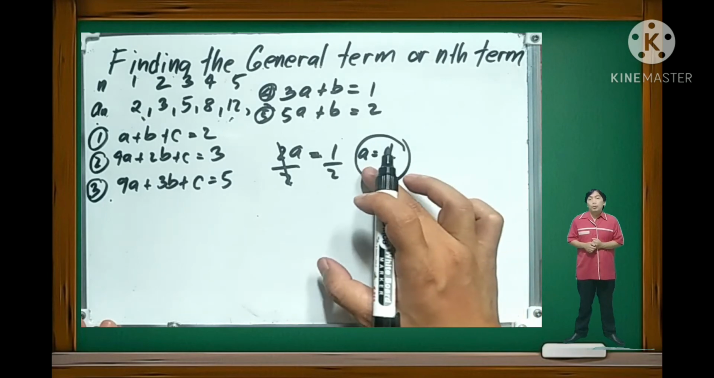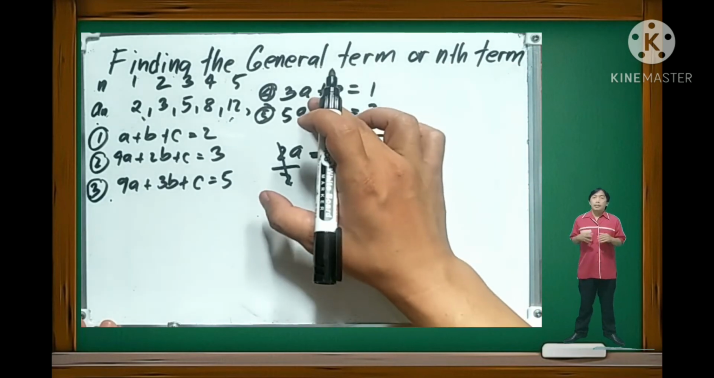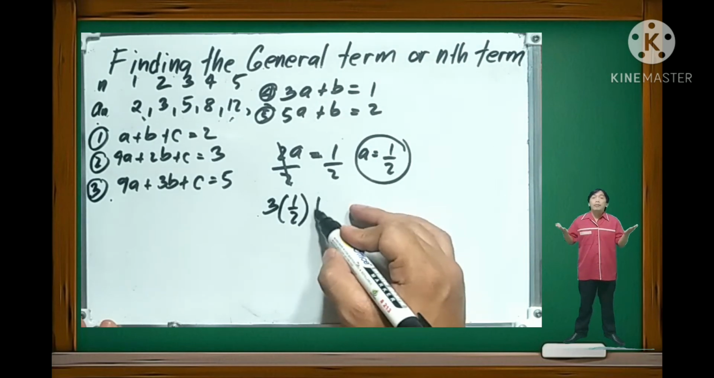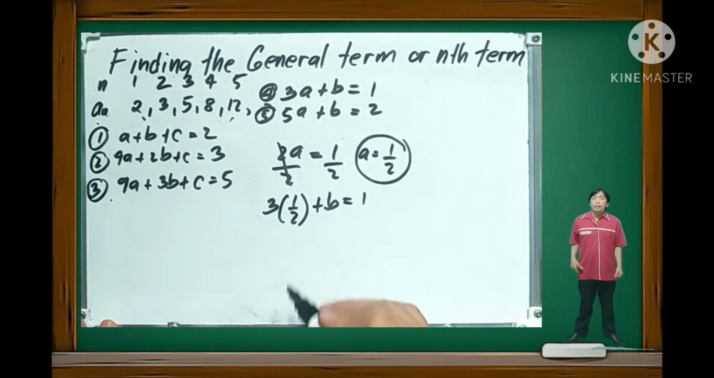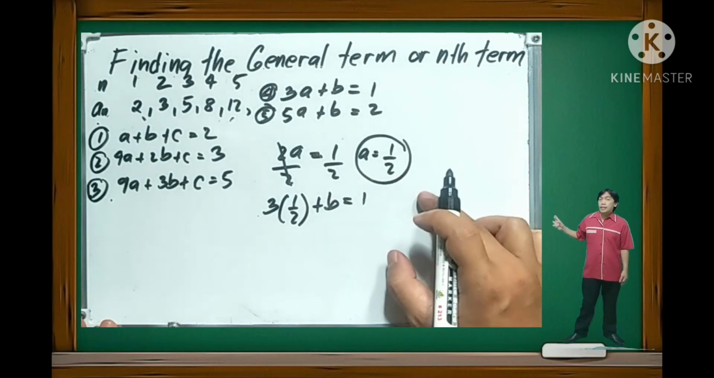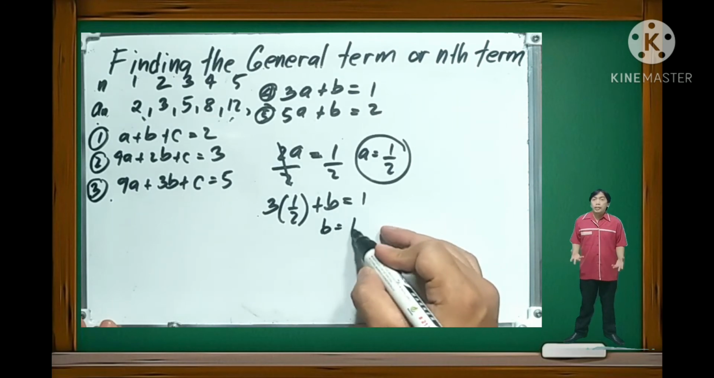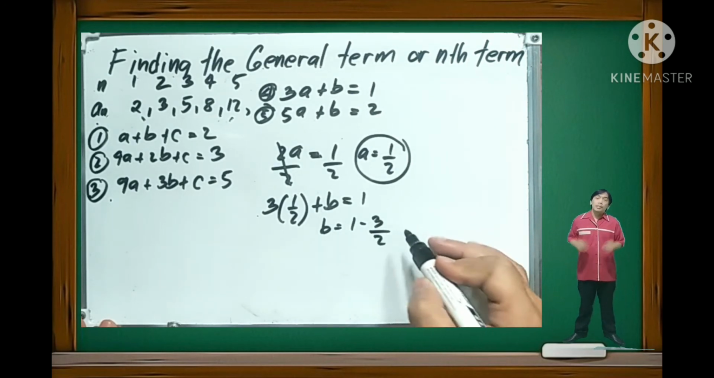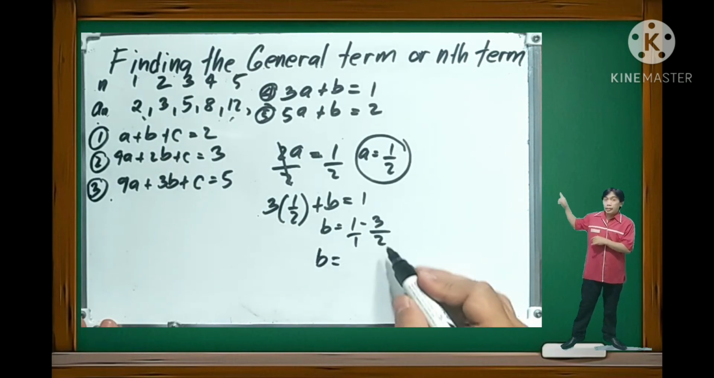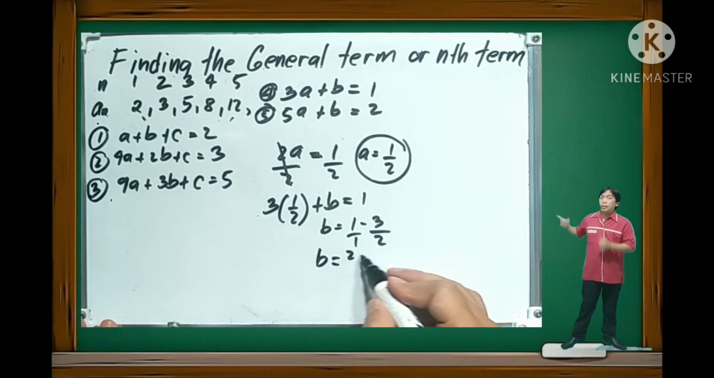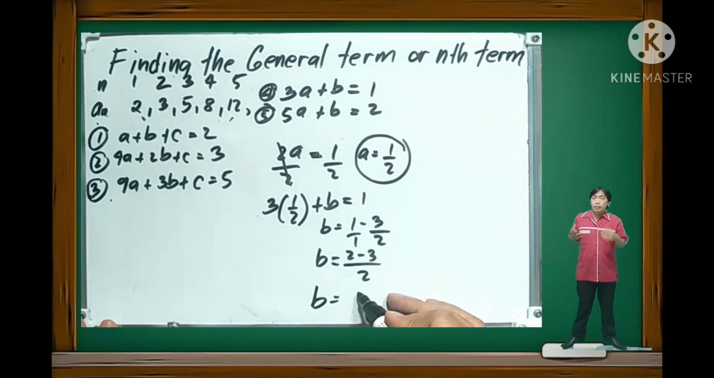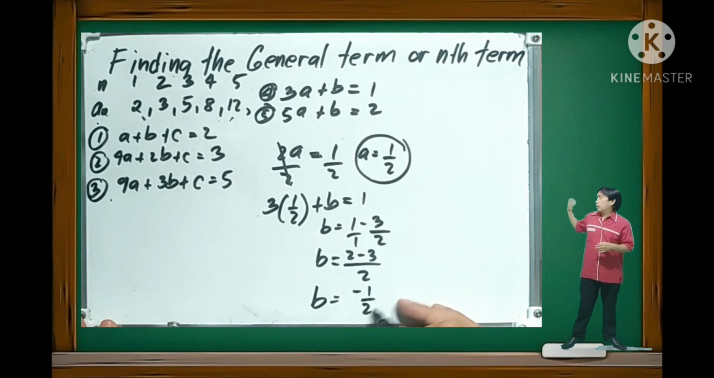Now let us substitute the value of a into the fourth equation. So we have 3 times 1/2 plus b is equal to 1. 3 times 1/2 is 3 over 2. Transposing it to the right, we have b is equal to 1 minus 3 over 2. I'll be solving it using the butterfly method here. So b is equal to 2 times 1, or 1 times 2 is 2, minus 3, all over 2. So we have the value of b, which is negative 1/2.